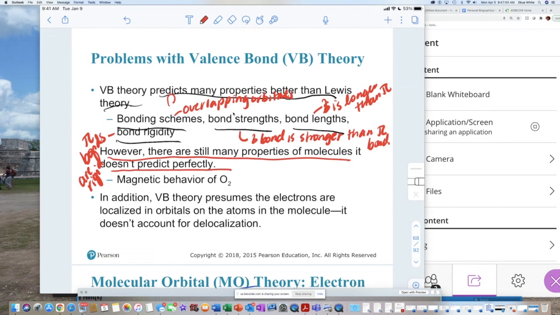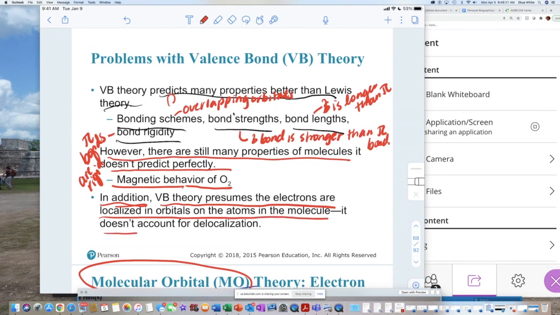For example, we still have yet to explain why the oxygen molecule has magnetic behavior. For us to see that, we're going to be looking at molecular orbital theory, and this will be our answer to the magnetic behavior of the oxygen molecule. Okay. Second point, valence bond theory still presumes that electrons are localized in orbitals on the atoms in the molecule. It doesn't account for delocalization.